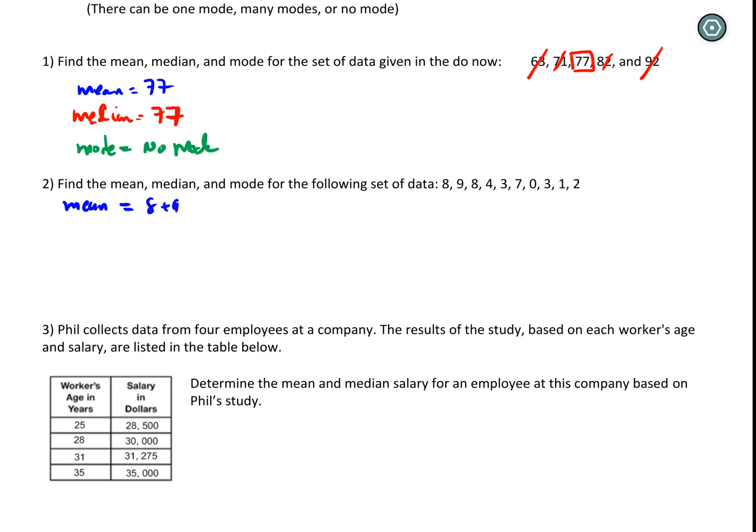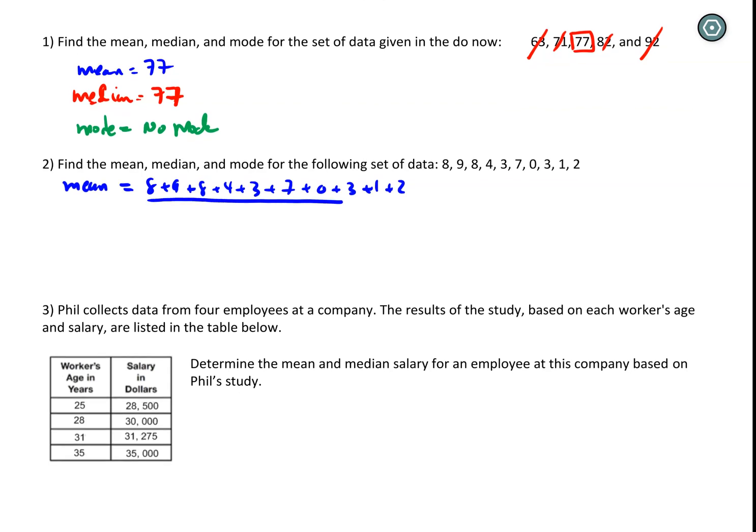8 plus 9 plus 8 plus 4 plus 3 plus 7 plus 0 plus 3 plus 1 plus 2. And I'm going to divide that by all 1, 2, 3, 4, 5, 6, 7, 8, 9, 10 pieces of data. If I add that all together, I get 45 over 10. So that's going to give me a mean or an average of 4.5 for this data. Now, this data has no context right now, so I don't know what the 4.5 represents, but we just know that it has an average of 4.5.